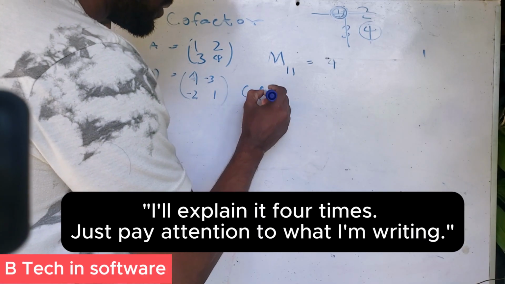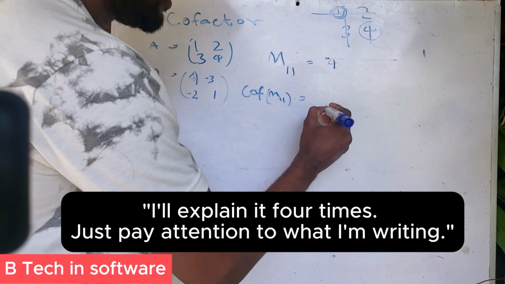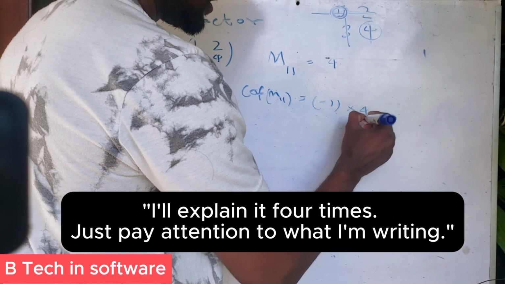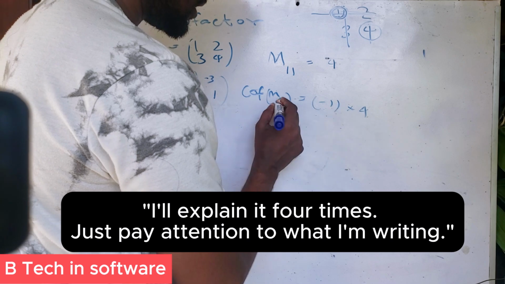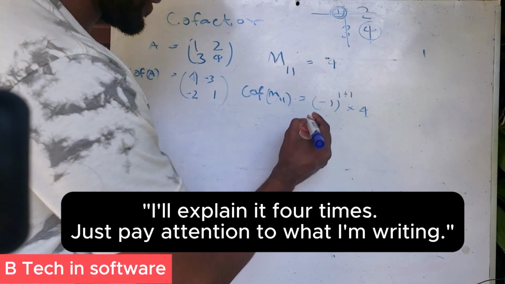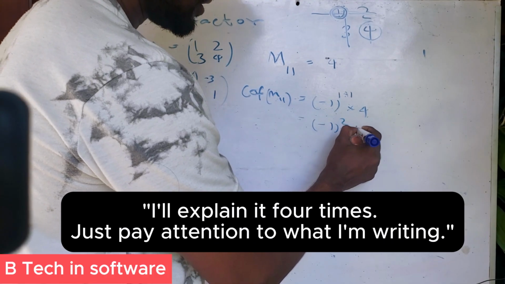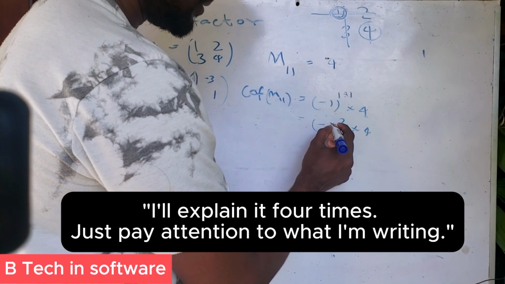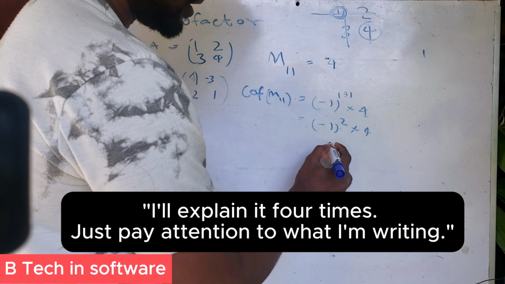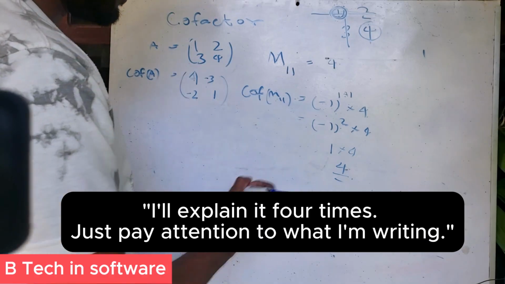Now to find the cofactor of this element, we need to multiply it with minus 1 to the power of the element's location. This first element is located at 1, 1 location. 1 plus 1 is 2. Now minus 1 to the power of 2 is 1. It is plus 1. The cofactor of the first element is 4.